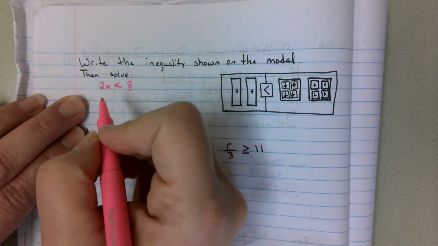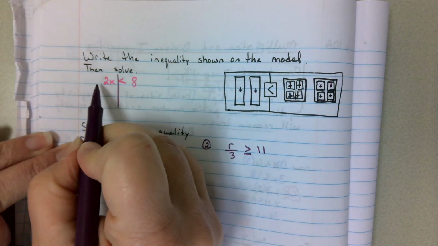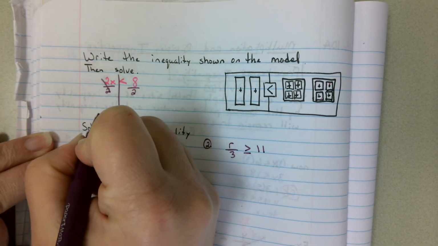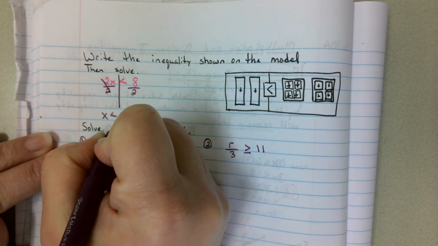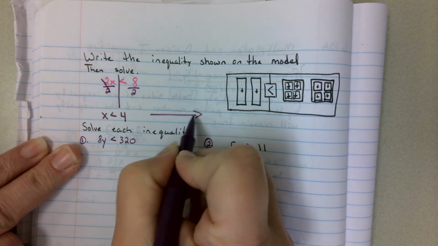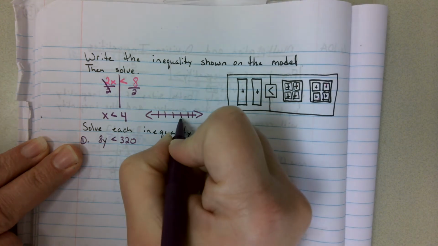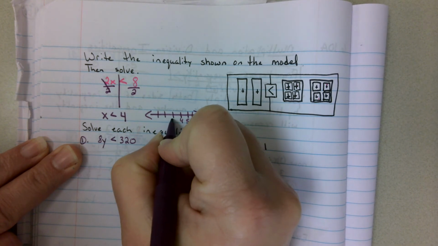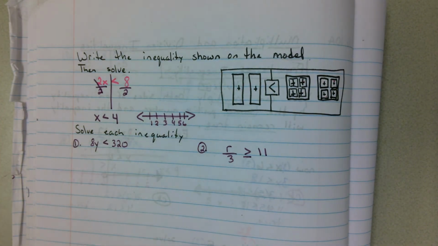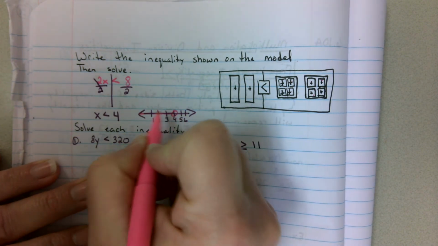And then if I were to solve that, I've got 2x. I need to divide by 2, divide by 2. x is less than 4. And we could graph that if we wanted to. Open circle at 4, and all the values less than.